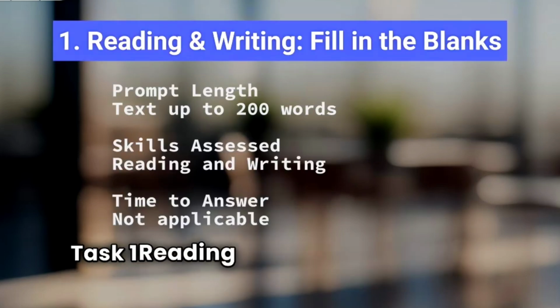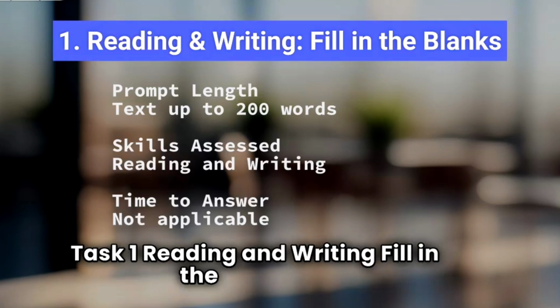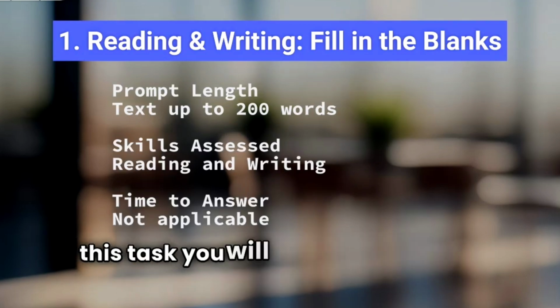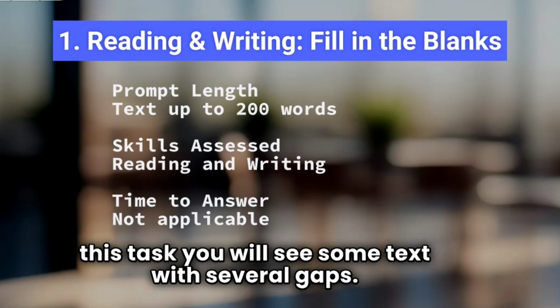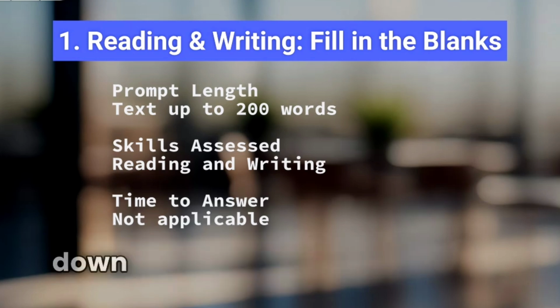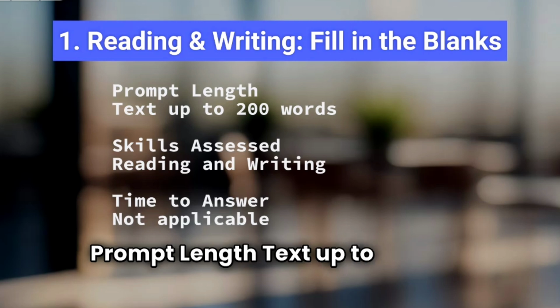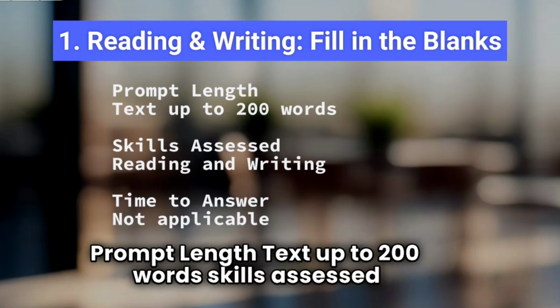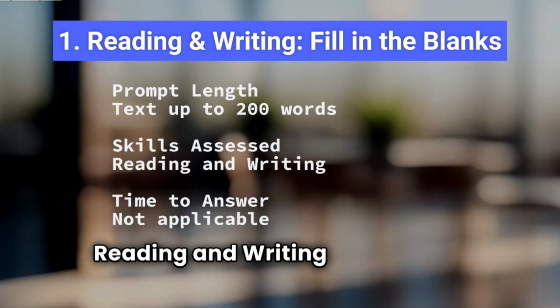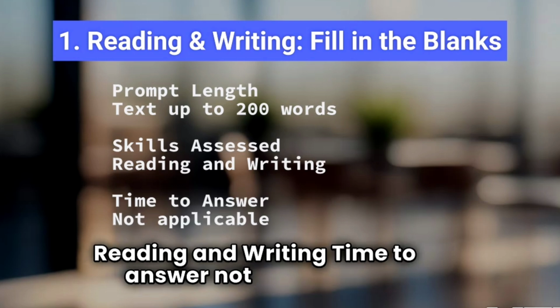Task 1. Reading and writing: Fill in the blanks. In this task, you will see some text with several gaps. Choose the correct words from the drop-down boxes to fill in the gaps. Prompt length: text up to 200 words. Skills assessed: reading and writing. Time to answer: not applicable.